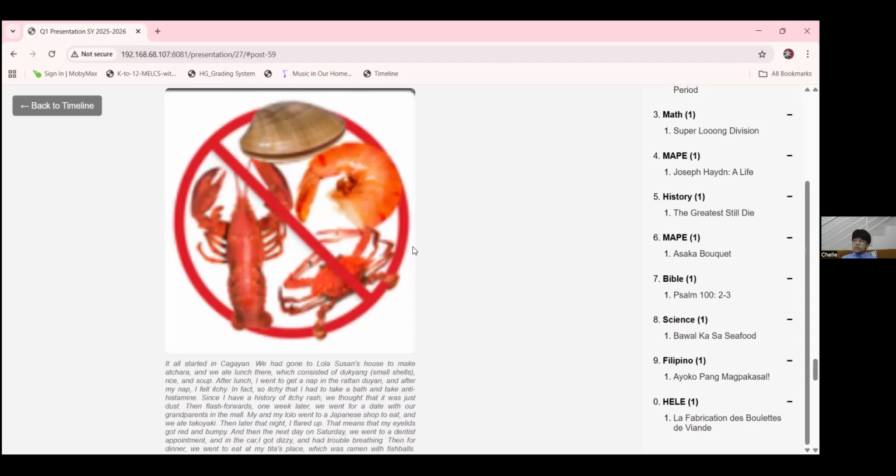After lunch, I went to take a nap, and then in my sleep, I had some difficulty breathing and I felt dizzy. Once I woke up, I got so itchy that I had to take a bath and take antihistamine. Since I have a history of having rashes due to dust, it was not really much of a surprise because Lola Susan's house is kind of dusty also.